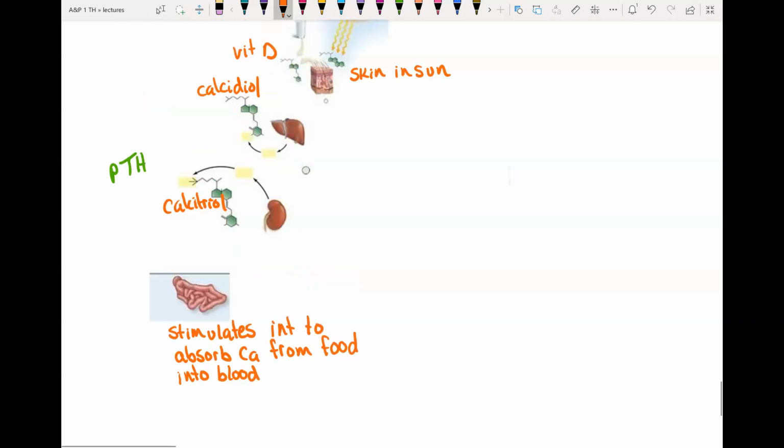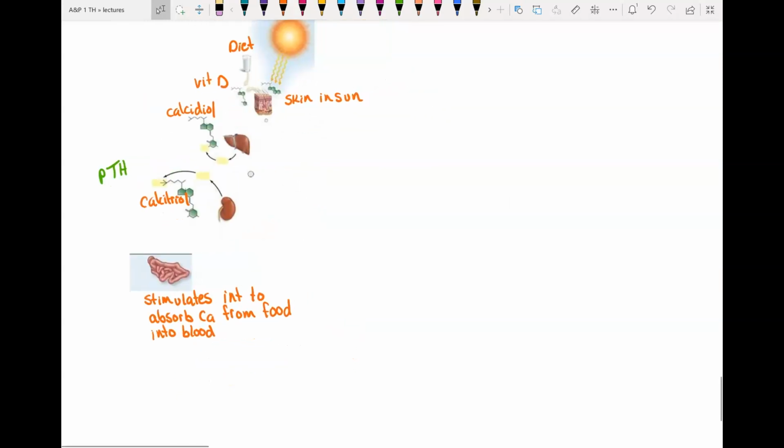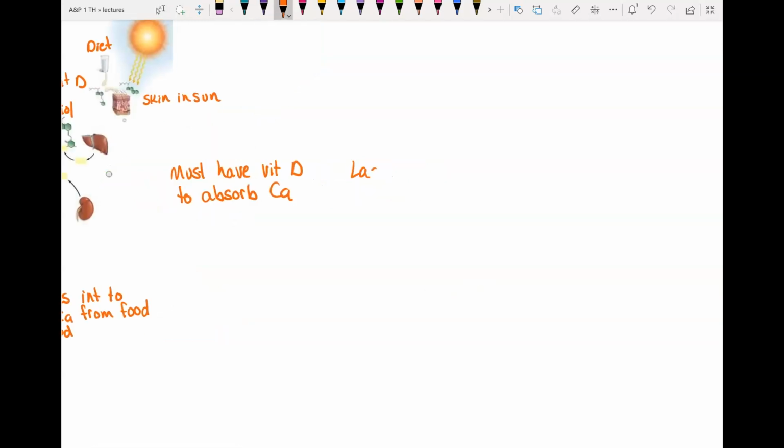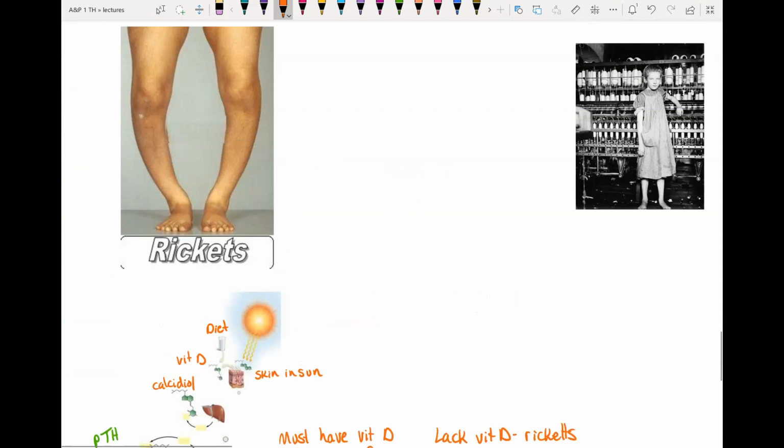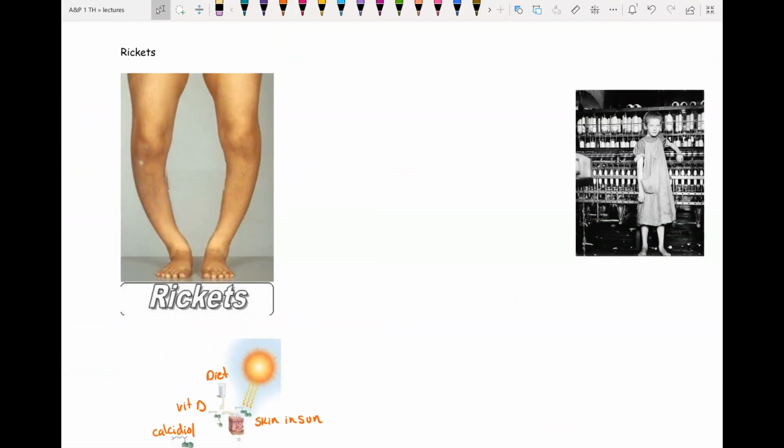So the point here is, like I said before, you have to have vitamin D in order to absorb calcium. So what happens if you don't have enough vitamin D? You get a disease called rickets. And here is a picture of rickets. Rickets causes bow-legged.